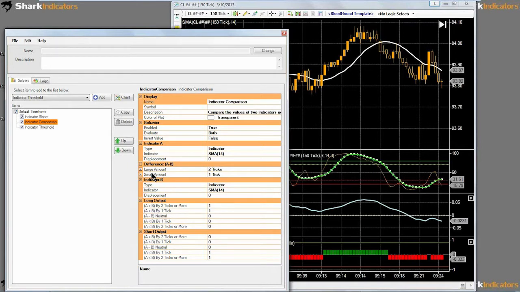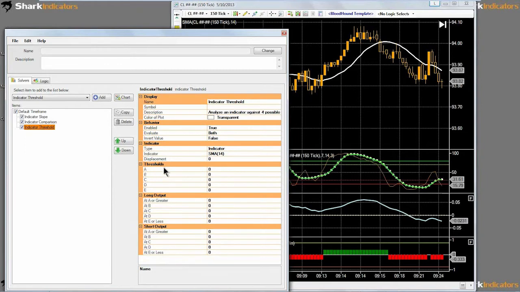So now you can see, in small amount I have one tick, large amount I have two ticks, and now the description of the output changes. We have A greater than B by one tick and A greater than B by two ticks. So once again, just as I showed in the slope solver, these output parameters in the comparison solver relate to the values you put in this different section. These two different measurement parameters allow you to control the output of the solver.